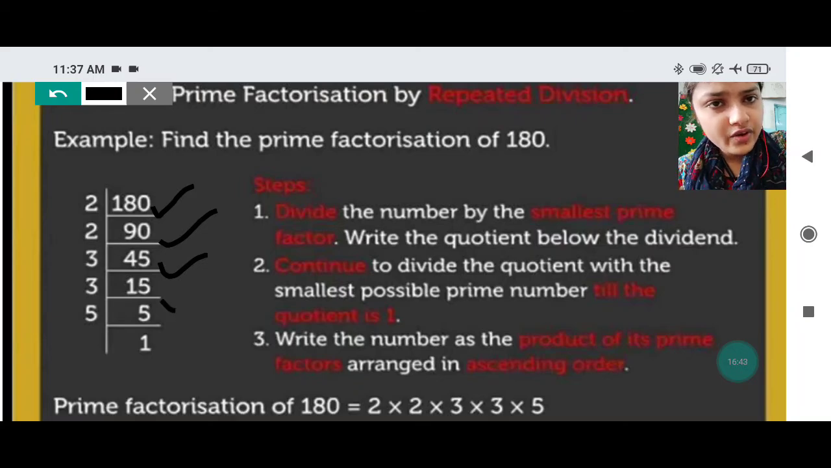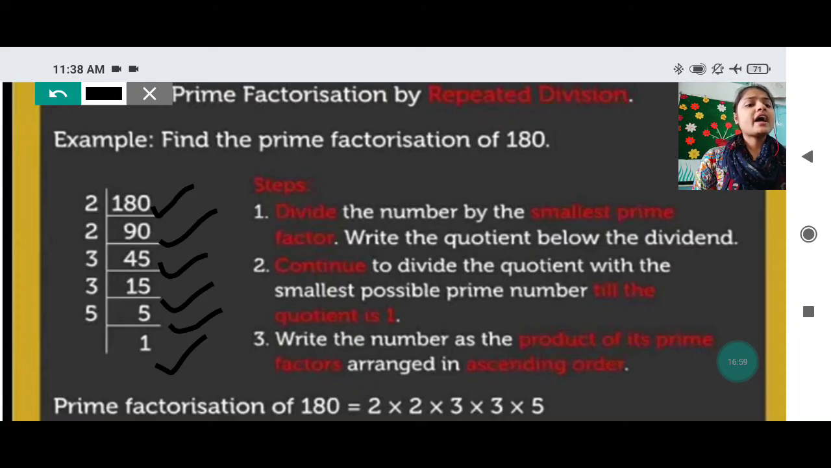Then I have got 15, which I have written just below 45. Then again I have divided this 15 by 3. I have got 5, which I have written downside. Now again I have divided 5 and I have got quotient as 1. Write the number as the product of the prime factors arranged in ascending order.